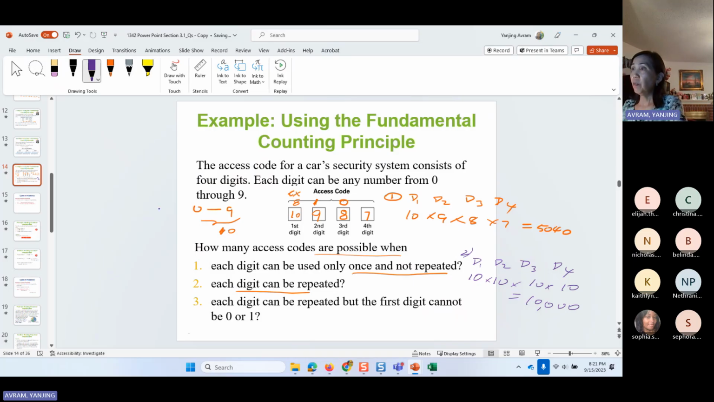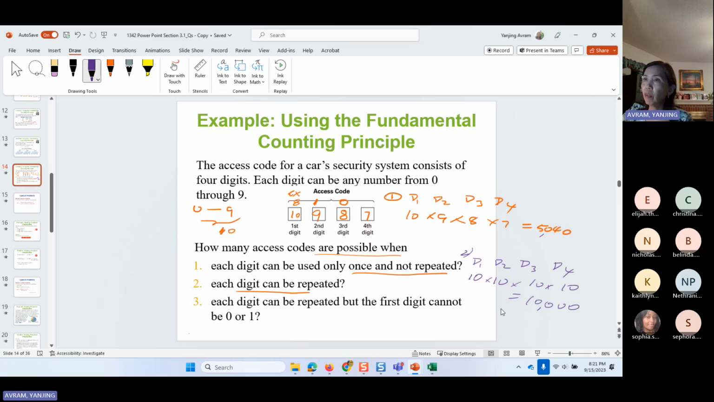Look at it. If I cannot repeat, I only have 5,040 choices. If you can repeat, everyone can have a 10. All right, so four 10s multiplied together is 10 to the 4th power, right? So that's 10,000.